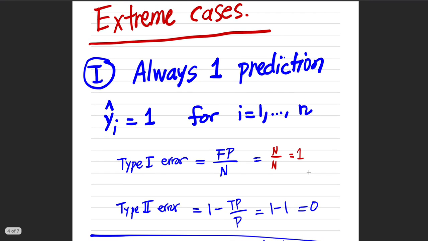Now the type 2 error, which is 1 minus the true positives divided by positives. Now the thing is that because this is always 1, not all of them are truly 1, but the true positives will be the total number of positives in the data, which we make p. So p divided by p is 1, so 1 minus 1 is 0. So the type 1 error is 1, the type 2 error is 0.